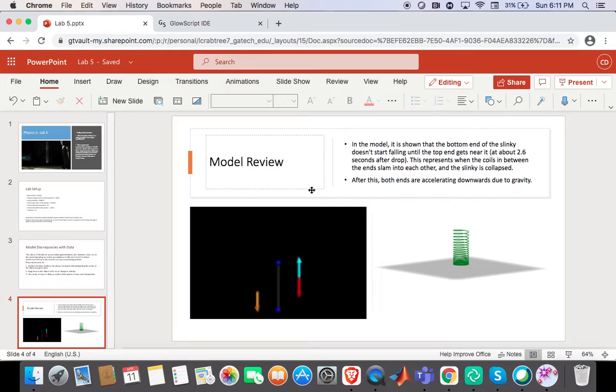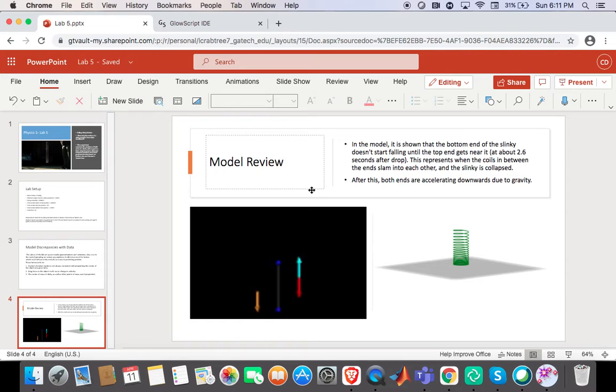So in the model it's shown that the bottom end of the slinky doesn't start falling until the top end gets near it, and this occurs about 2.6 seconds in our case. So this represents when the coils in between the ends slam into each other and then the slinky is collapsed. So after this, both ends then start to accelerate downwards due to gravity.